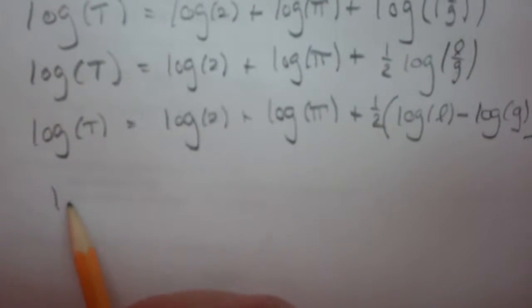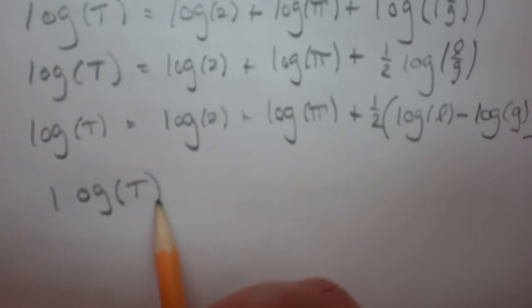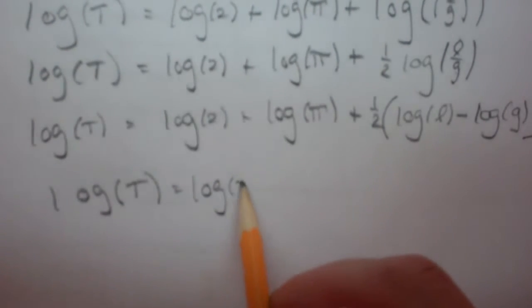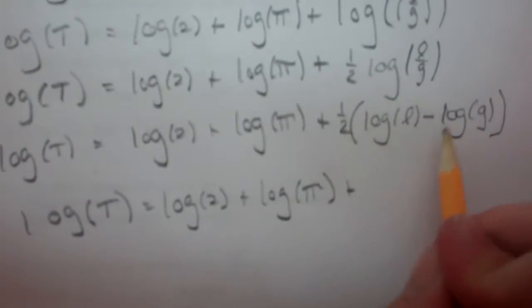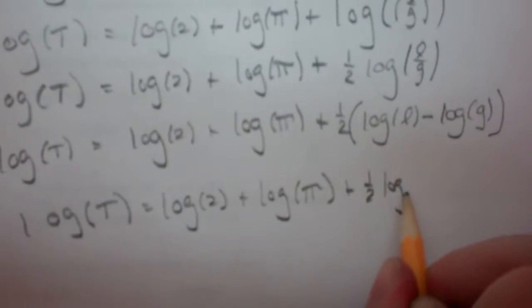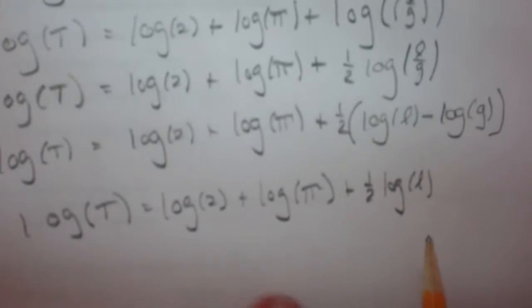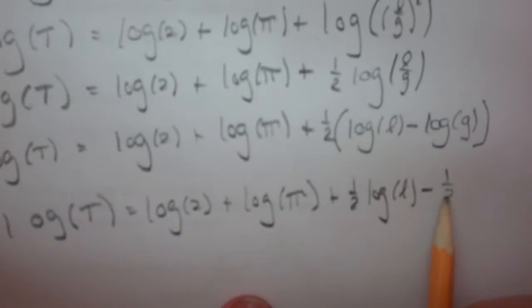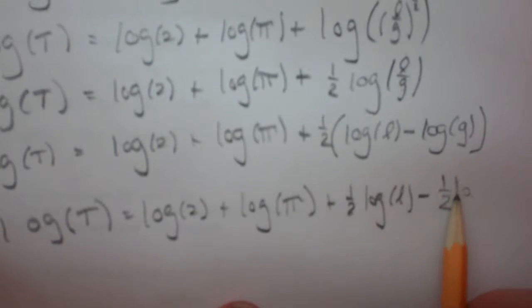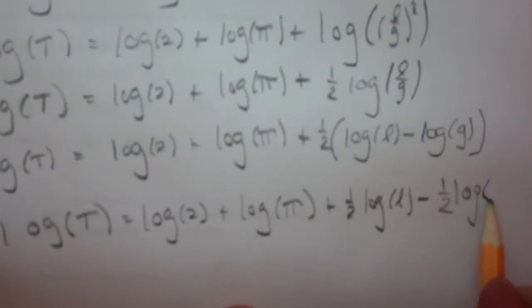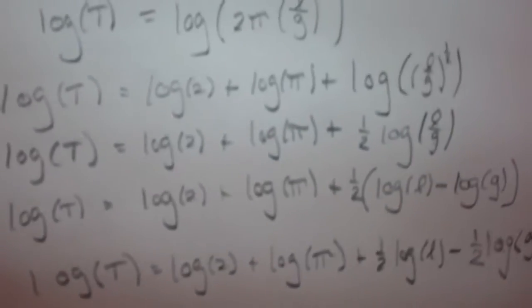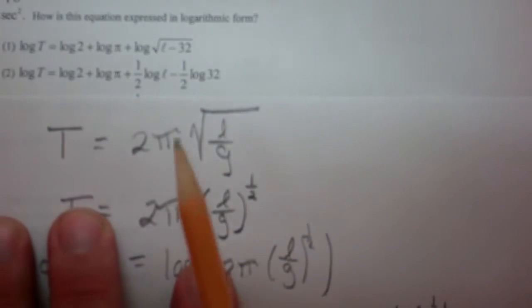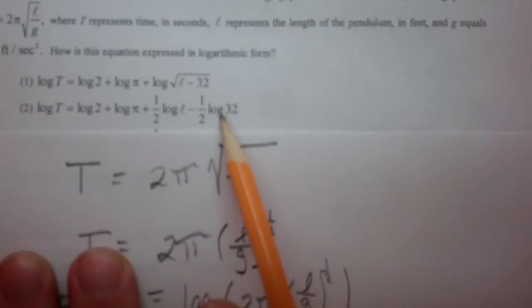I'll do that in the next line. The log of t is equal to the log of 2 plus the log of pi plus, let's distribute this, 1/2 log of L minus 1/2 the log of g. So we have the 1/2 there, the 1/2 there. Let's compare that with this choice. In this choice, we do have the 1/2 and the 1/2.